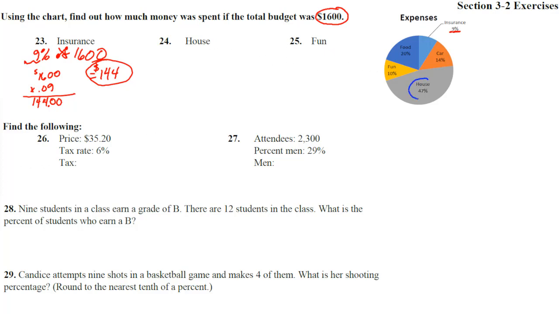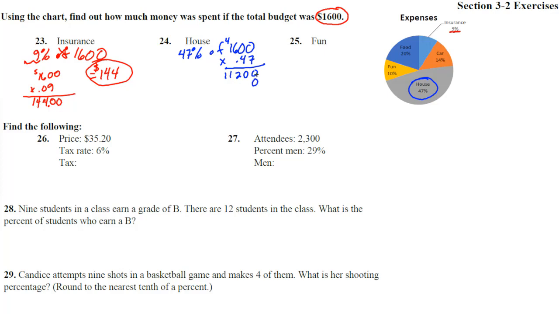Let me see, the house is right down here at 47%. So we have to do 47% of 1,600. So we're going to take this 0.47, moving the decimal 2 places, 1, 2, and multiply. 7 times 0, 7 times 0, 7 times 6 is 42. That's a 2. Carry the 4. 7 times 1 is 7, plus 4 is 11.